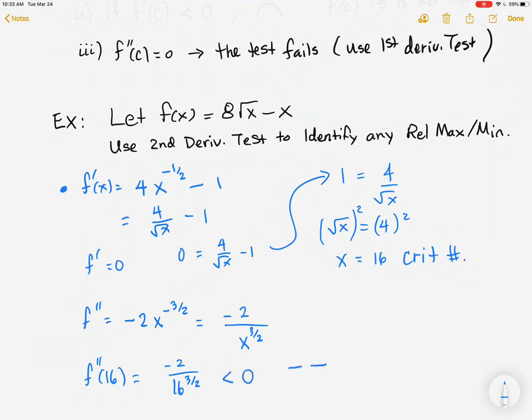So my second derivative is negative, which tells me I have a relative max at x equals 16. That's it. That's how you use the second derivative test for relative extrema.